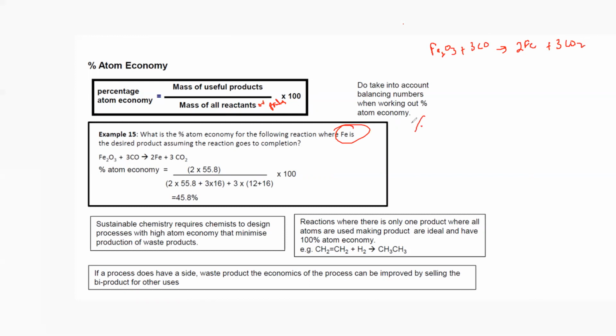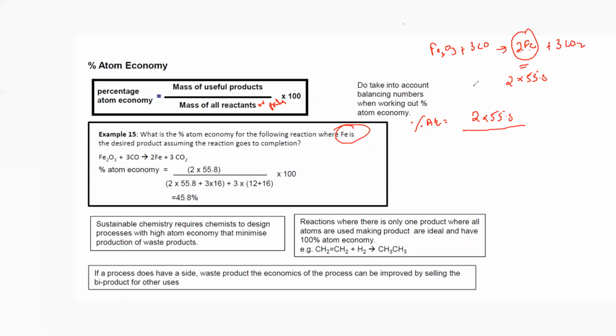So how to get the percentage atom economy: mass of desired product. So what is our desired product? Iron, because we want to extract the iron or we want to produce iron. This is the redox reaction in which we reduce the ore of the iron. So iron is our desired product as they mentioned. So what is the mass of the desired product? When you check the equation, 2 moles are there. 1 mole of iron is 55.8, so 2 moles will be 2 multiplied by 55.8, that's the total mass of the desired product.